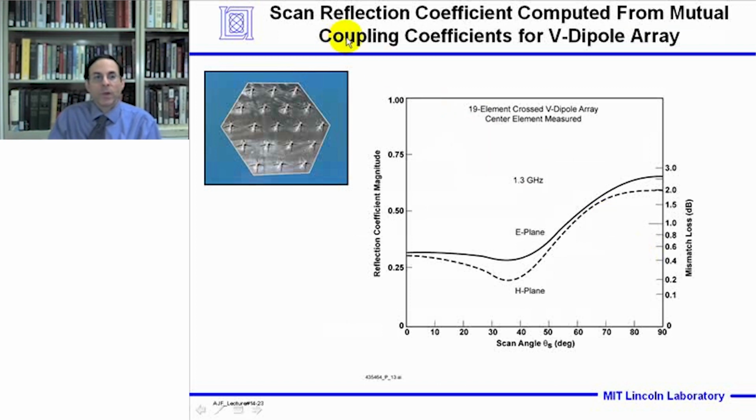That's shown here. The scan reflection coefficient has been calculated from the measured mutual coupling coefficients for the V-dipole array. In the E-plane scan, we see that the reflection coefficient magnitude is approximately 0.3 out to about 45 degrees, and then it starts to increase. In the H-plane, the scan reflection coefficient is on the order of 0.25, and it starts to increase when the scan angle is reaching 50 degrees or more. We can calculate the mismatch loss from the reflection coefficient, and the mismatch loss is typically on the order of about a half a dB out to about a 45 degree scan angle.